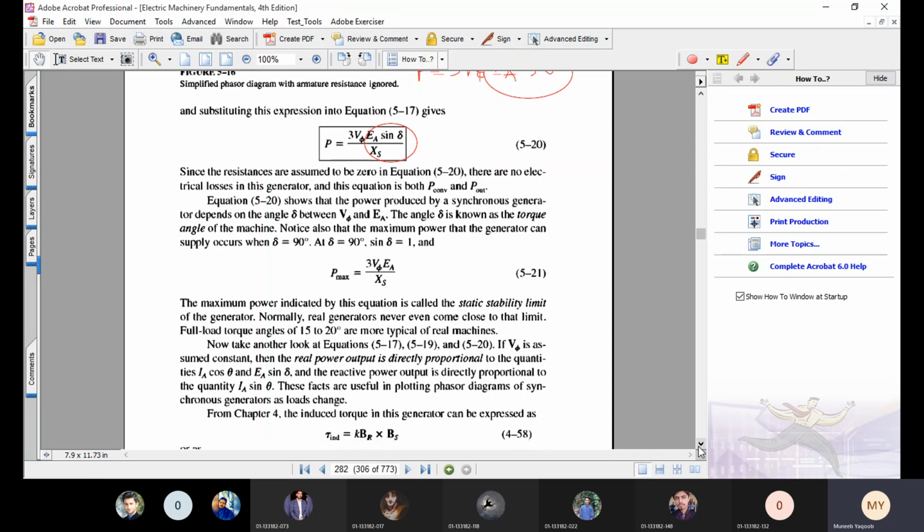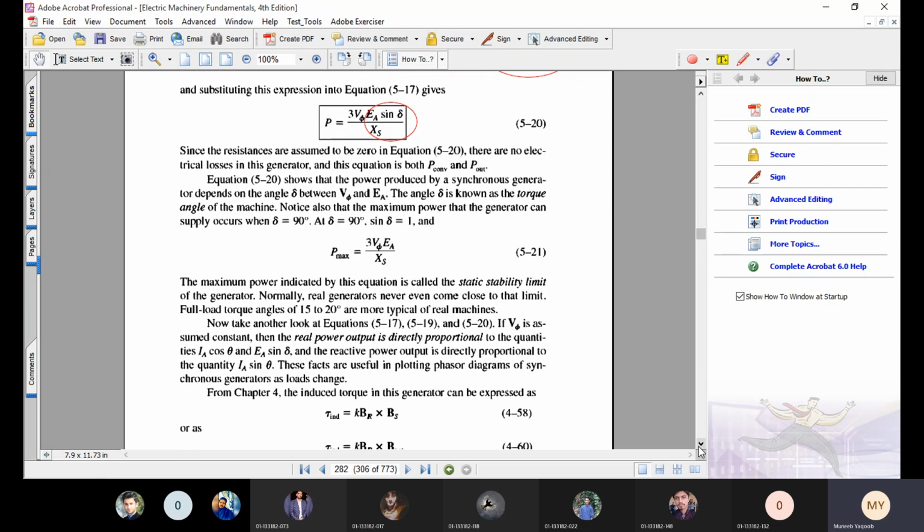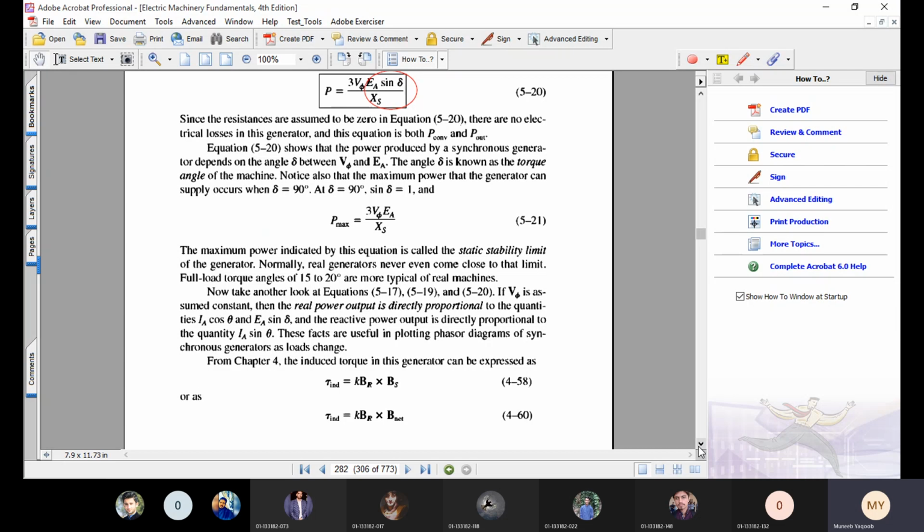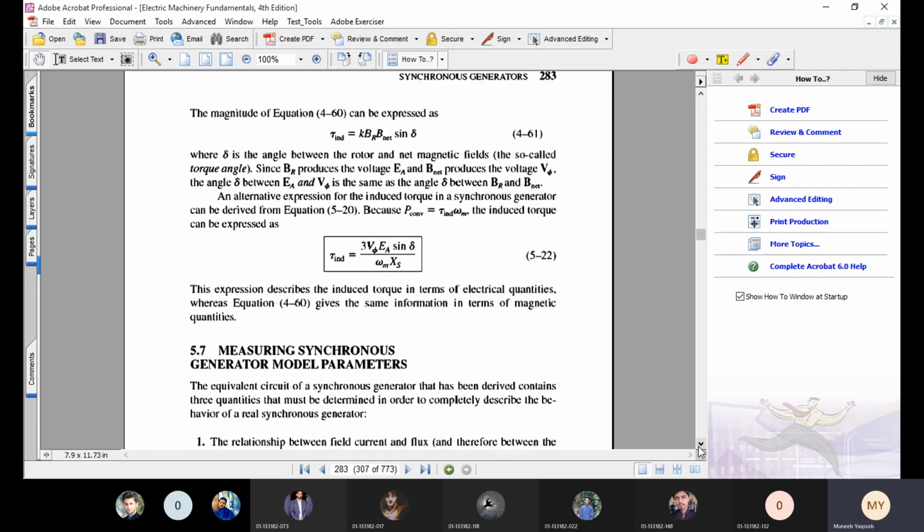Okay. So in the last step, we all know that P could be written as tau into omega. So they replaced the P in equation 5.20 with tau omega, and then they brought omega towards the right hand side and got another formula for the induced torque in a synchronous generator. So these were the two formulas that the author was interested to prove.